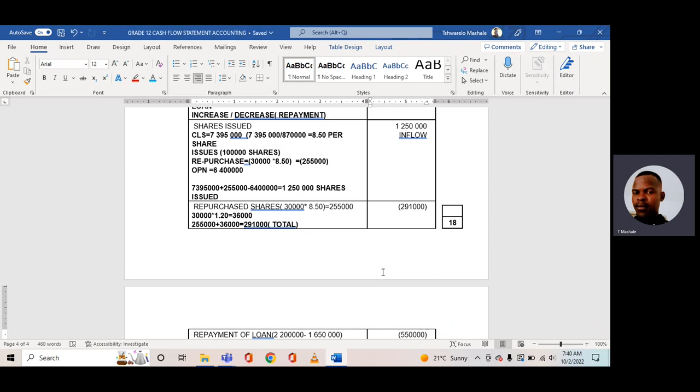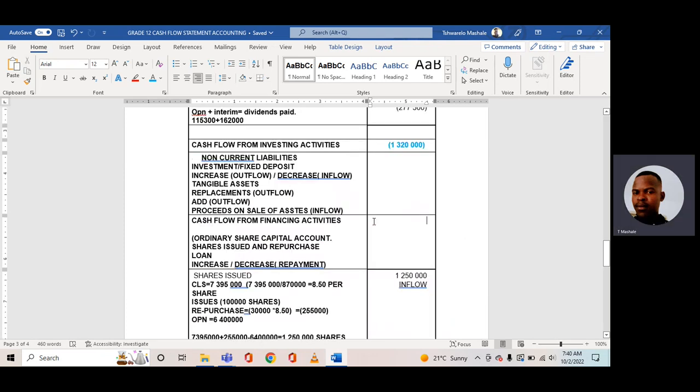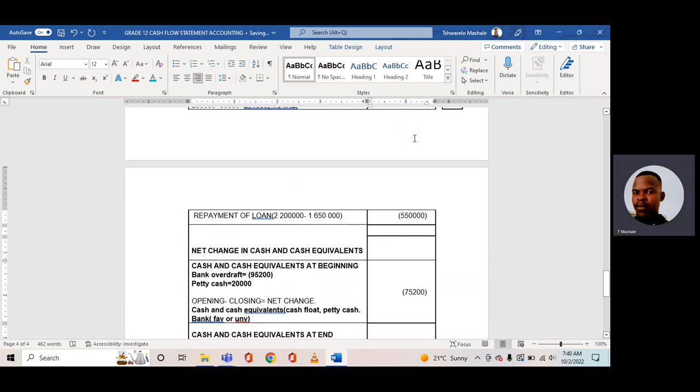When you calculate that, your total of financing activity tells you that you arrive at a positive amount of 409,123. If you add the three amounts which are highlighted in the same color, you are going to get the net change in cash and cash equivalents. The net change in cash and cash equivalents of how much? Of 269,123. I'll also highlight it in the same color like this.